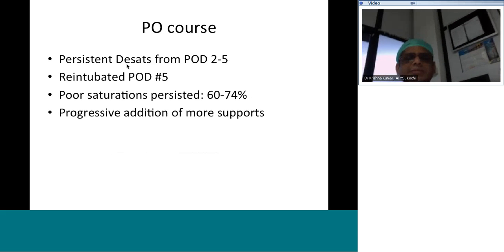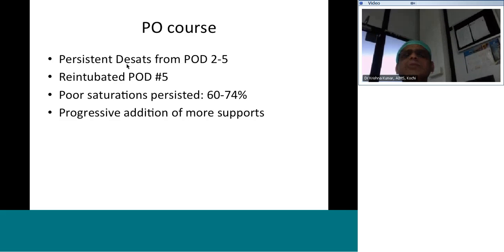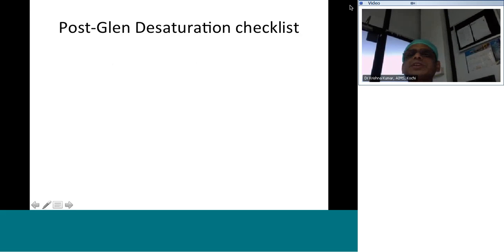But from day 2 to 5, his saturation never picked up. On day 5, we started to sit in the 60s, and he was reintubated. And then things got clouded. More supports were added. There was a suspicion of sepsis. All kinds of things were thought of. So we reached a situation where we had a child reintubated on day 5 after a Glenn and having persistent desaturation. So now I'm going to go through a post-Glenn desaturation checklist.